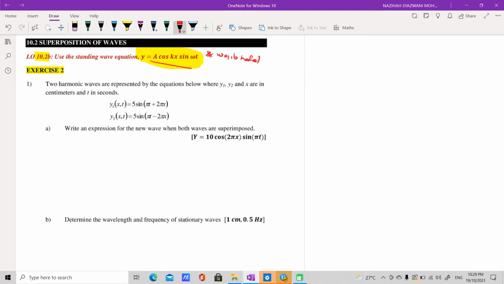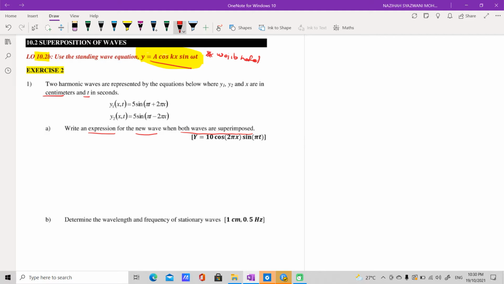So what is a standing wave? Basically, standing wave is a result of superposition of the two waves. So these will be the equations. The two harmonic waves are represented by the equations below, where y1 and y2 and x are in centimeters and t is in seconds. Write the expression for the new wave when both waves are superimposed.